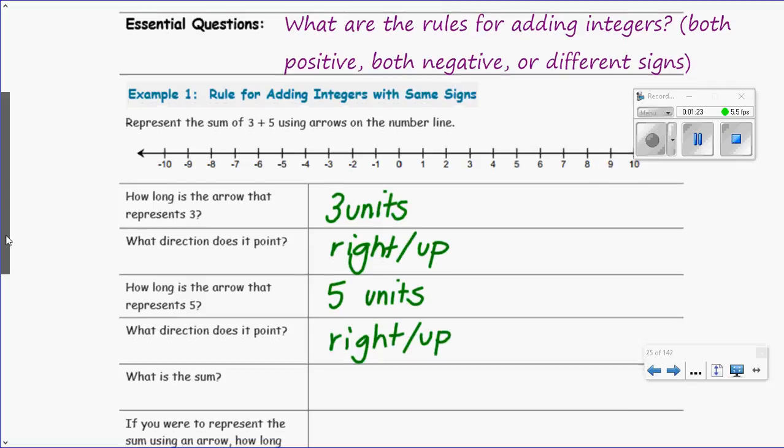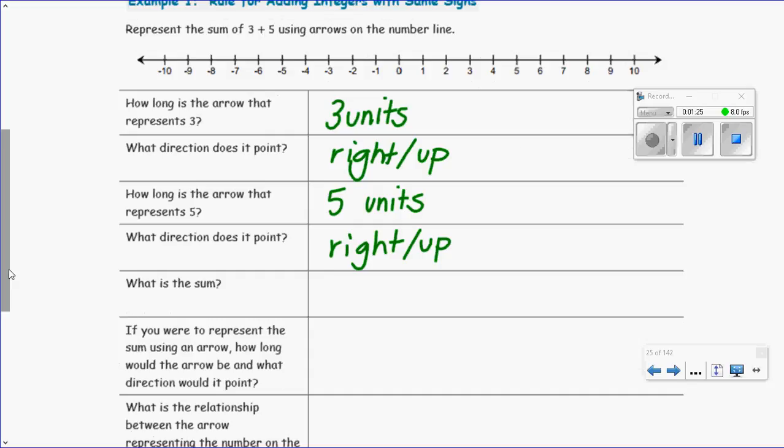Okay, so what is the sum? If you want to show it up here, there you go, plus 3, and then make another one, 5 units from there. A lot of kids are having questions on that. It's 5 units from here. Okay, so what is the sum? That means where did I end up? Where did I land? I landed right here on positive 8.